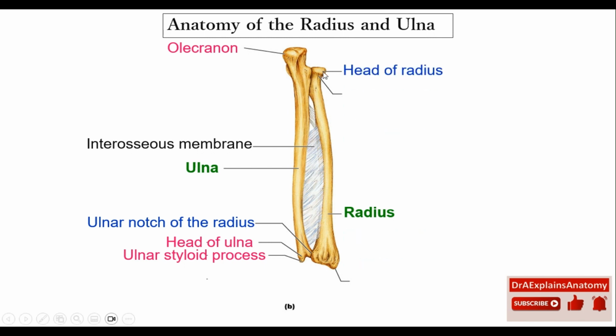This is the head of the radius, and this is the neck of the radius. And this is the radial styloid process. So we have a styloid process on the ulna and one styloid process on the radius.